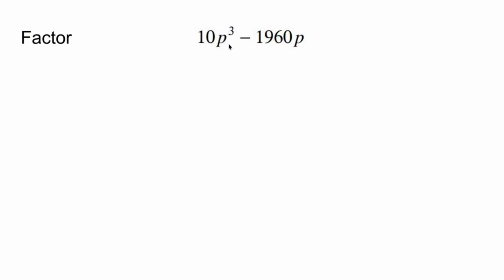Factor 10p cubed minus 1960p. All right, well, first things first, I notice that there's a 10 in common in both of these, so let's factor out a 10. I also notice that there's a p in common in both of these, so let's factor out a p. When I factor that out, pulling a 10 from a 10 is an invisible 1. Dividing a p from a p cubed is going to leave me with p squared.